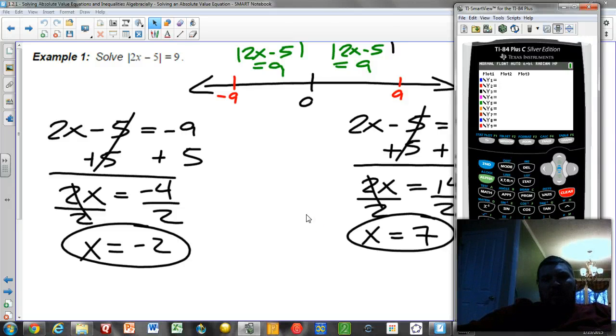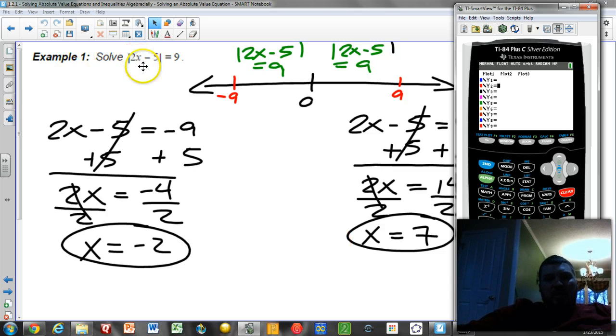Alright, so this video is a follow-up to the previous video. In the previous video, we solved this equation, absolute value of 2x minus 5 equals 9. And we got two solutions, x equals negative 2 and x equals 7. In this video, we're going to solve the exact same equation, but we're going to do it by graphing. We're going to do it the exact same way. We're looking for the points of intersection.